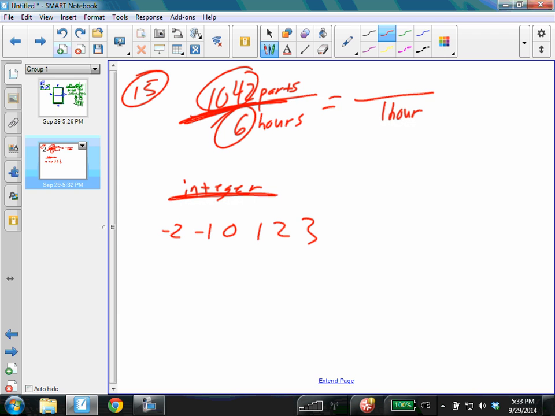Okay, and so if I have 73, it gave me 173.66 repeating. So I'm going to round to the nearest whole number. So that would be this spot here. So this is actually going to be 174. So this is 174 parts per hour is the unit rate.